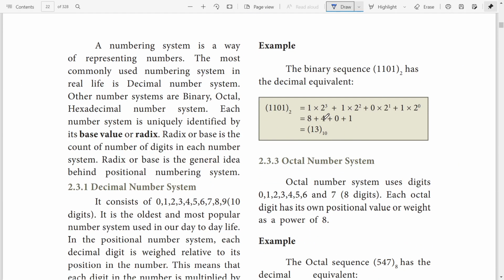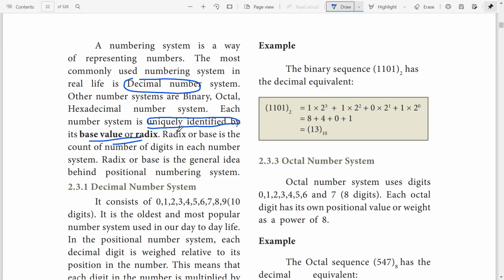Okay. The numbering system is a way of representing numbers. The most commonly used numbering system in real life is the decimal number system. This is what we are using in our daily life. Other number systems are binary, octal, hexadecimal number system. Each number system is uniquely identified by the base value or radix.